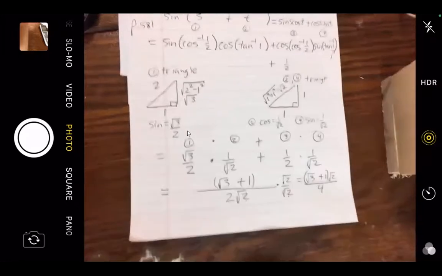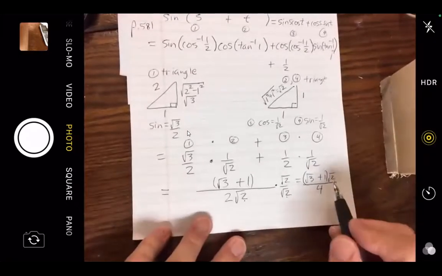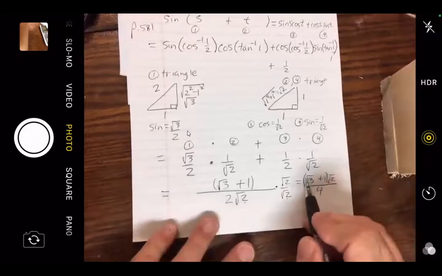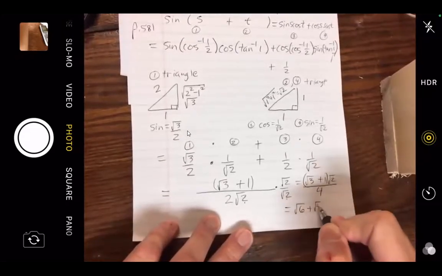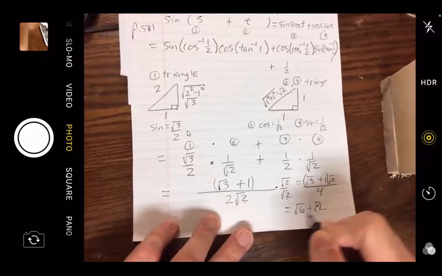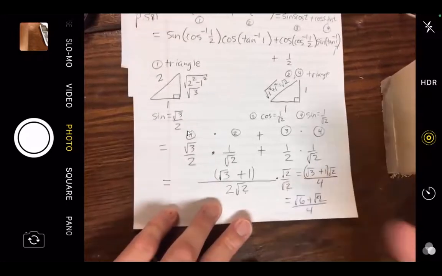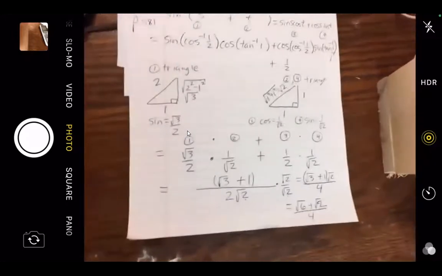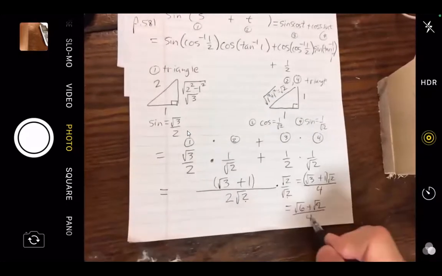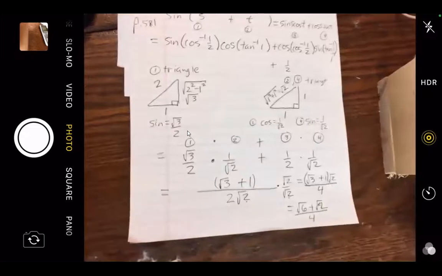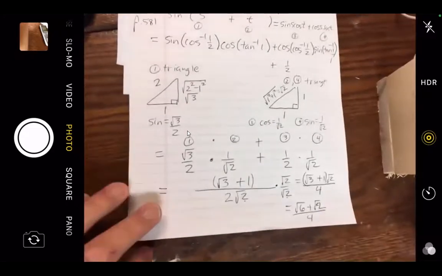I don't know what they'll want. You could distribute the root 2. I don't know what form they're going to want. You'd have root 6 add root 2 over 4. Pick your form of the answer. You don't have to do all these gyrations. That's what drives you nuts. Sometimes they programmed it to want this answer and not this answer. It's how they programmed it. That's what drives me nuts about it.